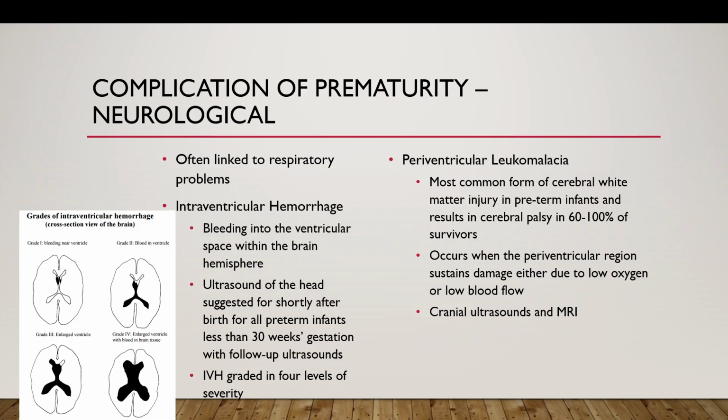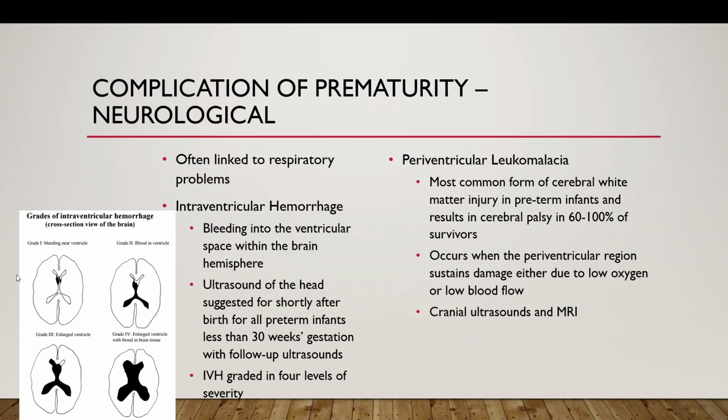Also, looking at complications that occur neurologically, the complications that occur in a brain of a preterm baby are often linked to breathing problems. We're not getting enough oxygen to our brain. So we can have something that is called an intraventricular hemorrhage. This is when bleeding is occurring into the ventricle space within the brain hemisphere.